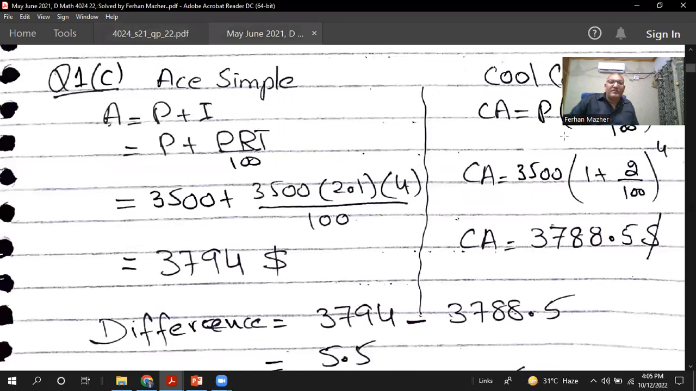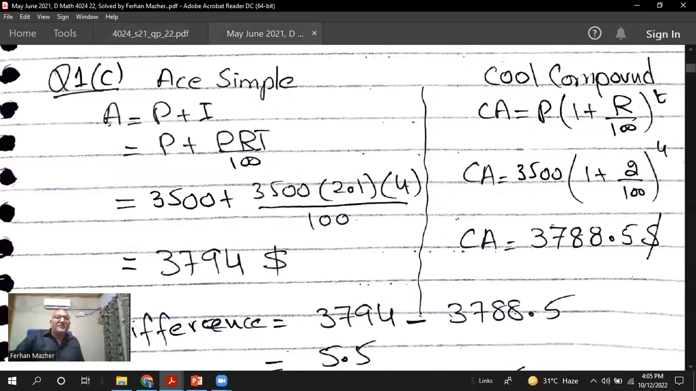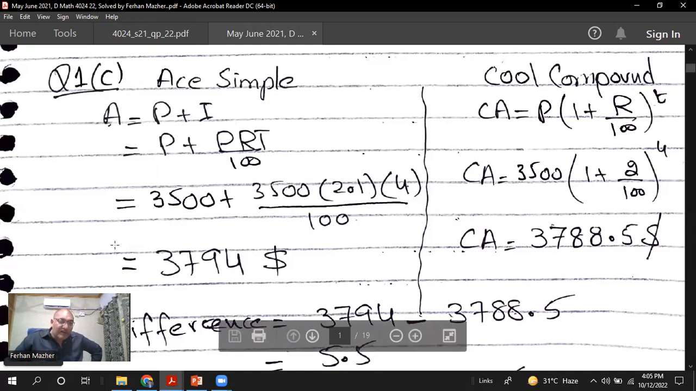So here we go. In the case of simple interest, the amount is equal to the principal plus the interest, and simple interest is PRT divided by 100, where P stands for the principal amount, the money you invested. So that is 3,500 plus 3,500 into 2.1 into 4 divided by 100. When you do this in your calculator, you get $3,794.